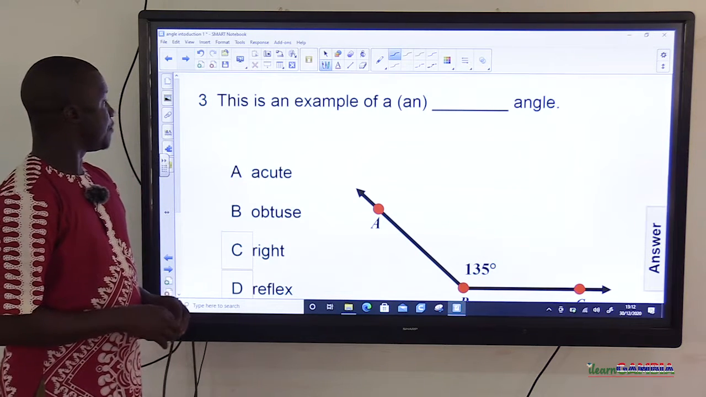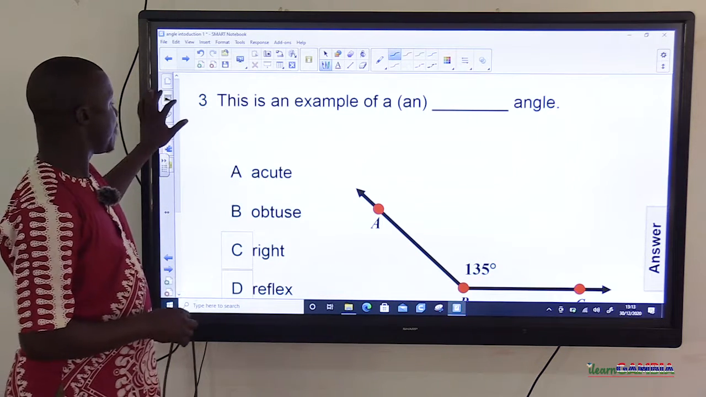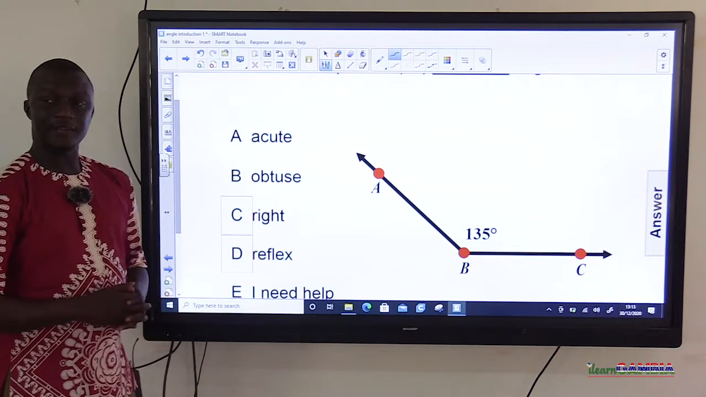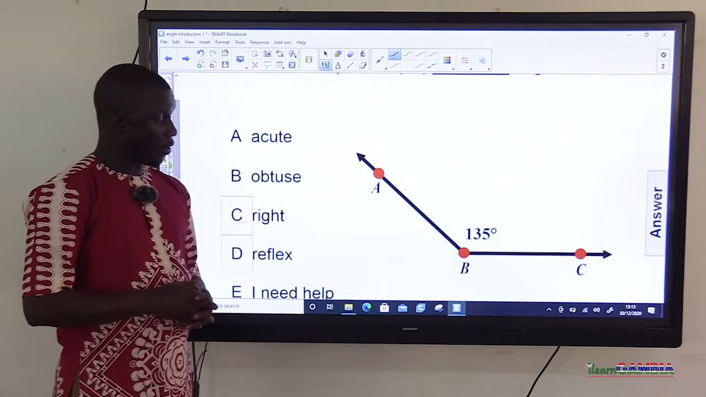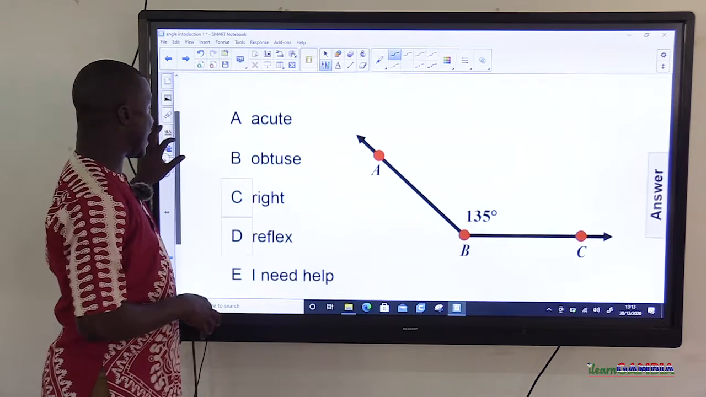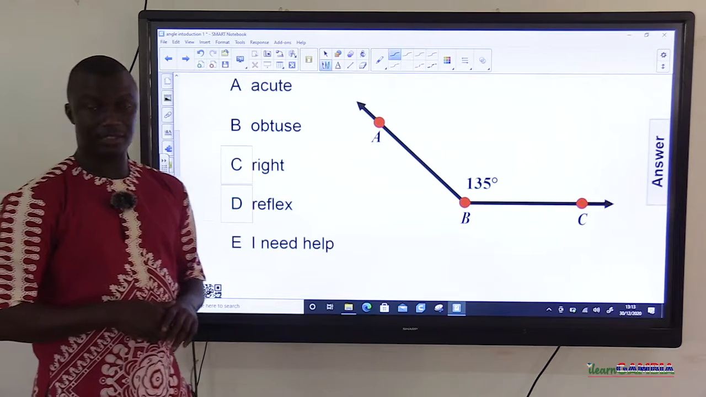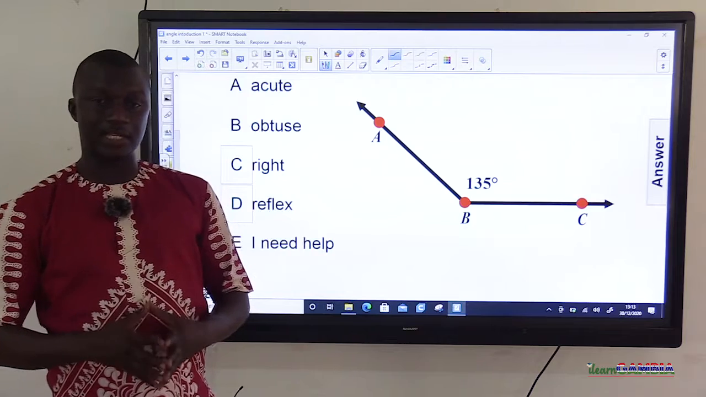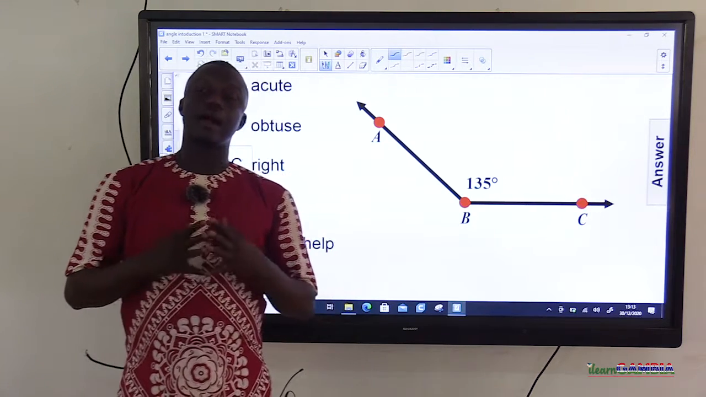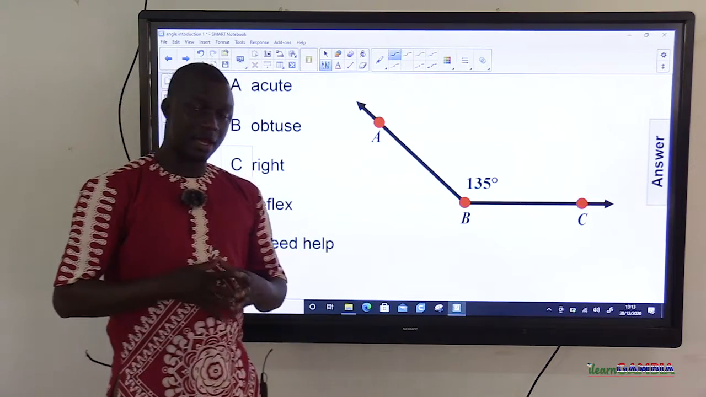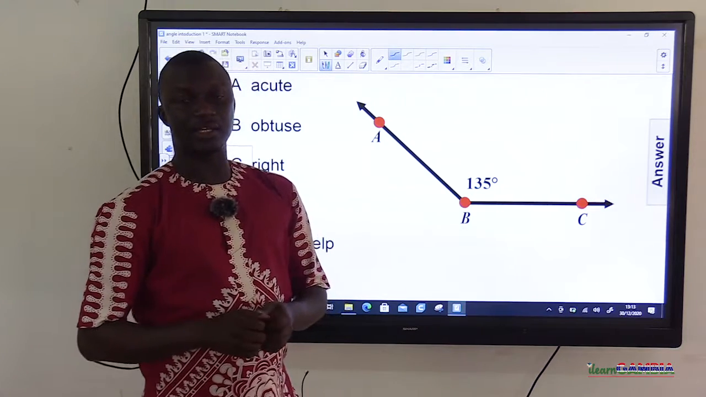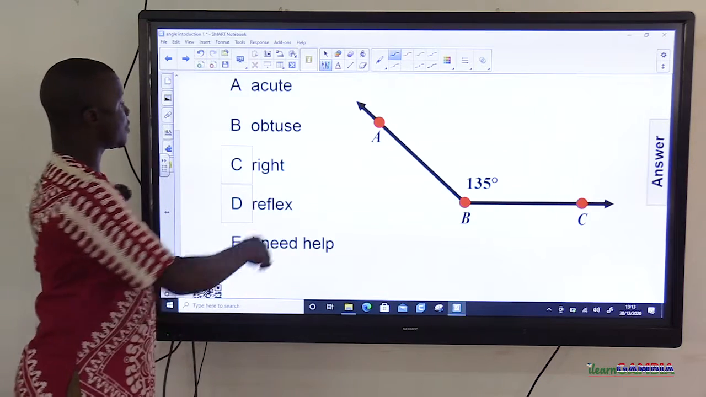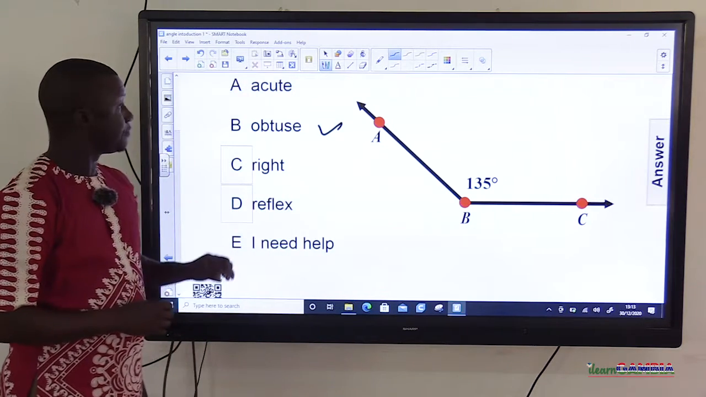Here we have another example. This is an example of which type of angle? The angle measures 135 degrees, and 135 degrees is more than 90 but less than 180. The angles that we say are more than 90 but less than 180 are called obtuse angles. Any angle that is more than 90 but less than 180 is referred to as an obtuse angle. So therefore, the correct option here is option B.